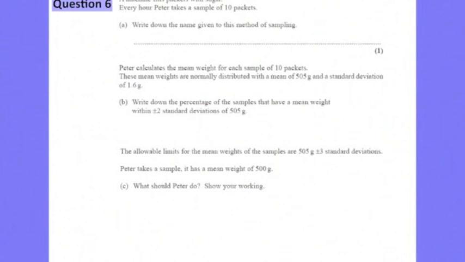Question number 6. A machine fills packets with sugar. Each hour, Peter takes a sample of 10 packets. So we've got something to do with machinery, some industrial process, something about sampling. We know here that he's going to be sampling and taking 10 packets every hour. Asked about what type of sampling. This is systematic sampling. Why? Because it's periodic. He has planned that for every hour, he's taking a sample of 10 packets. So he has a set number for a period of time. In this case, 10 packets for an hour.